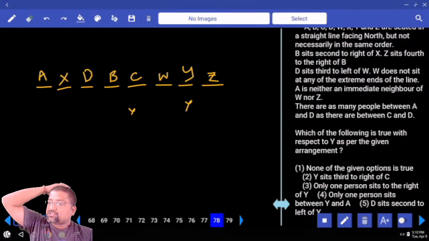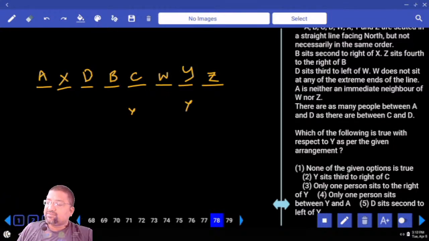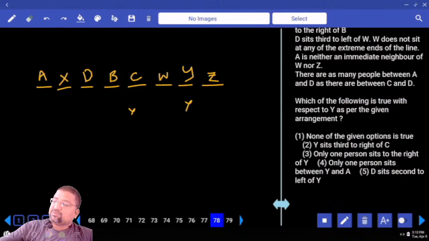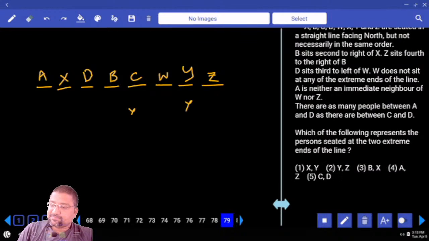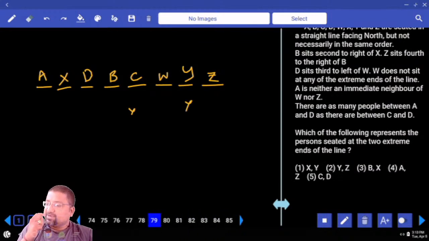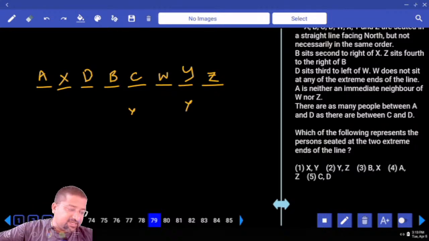78. Which of the following is true with respect to Y as per the given arrangement? None of the given options is true. Y sits third to the right of C, not true. Only one person sits to the right of Y, third option. Which of the following represents the persons sitting at the extreme ends of the line? A and Z.